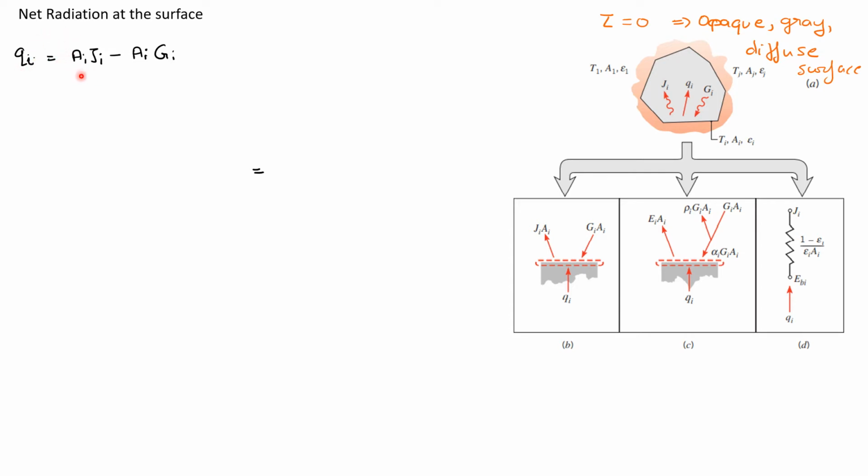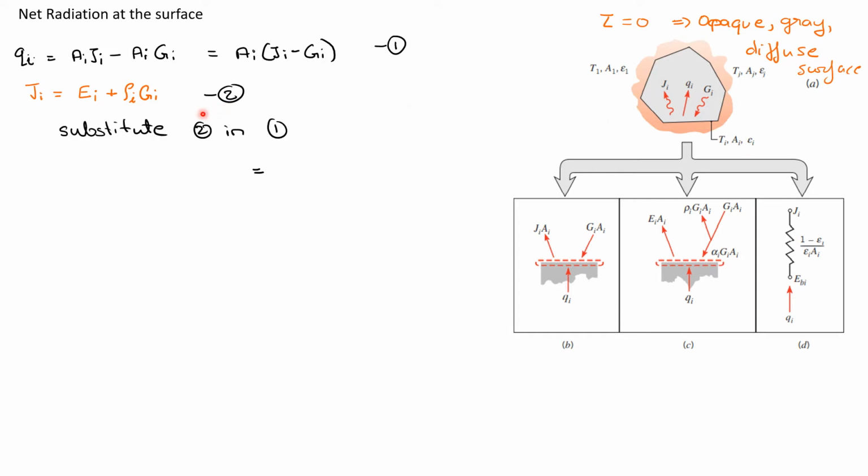So we can write our Qi from looking at figure B right here, as Qi is whatever the net radiation at the surface will be: whatever leaves the surface, that is Ai times Ji, minus whatever falls on the surface, that is Ai times Gi. Taking areas common, it can be written as Ai times (Ji minus Gi), and let's say this is equation 1. So our radiosity is nothing but the summation of whatever is emitted, which is Ei, plus whatever is reflected, that's the reflectivity times Gi. So let's say this is equation 2.